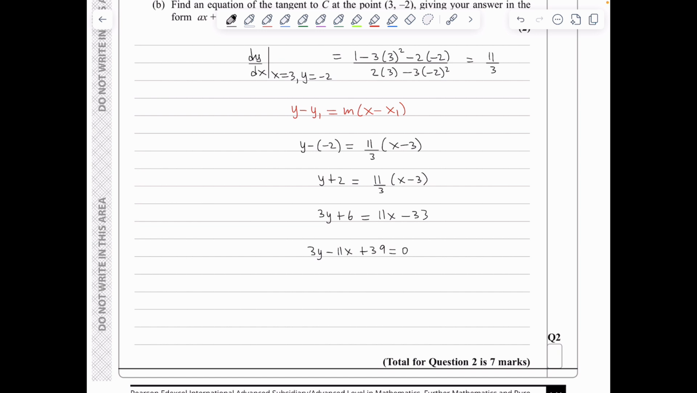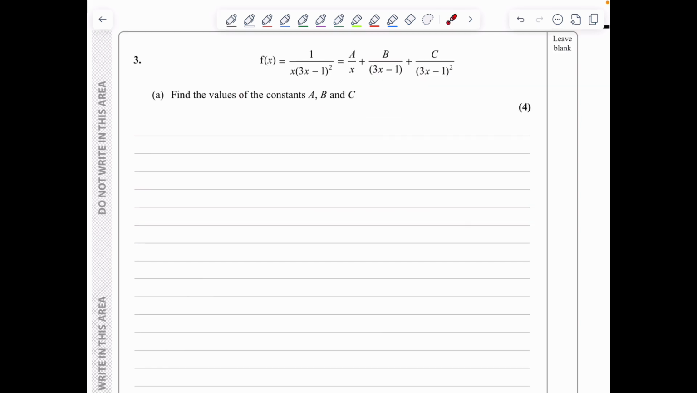In 3a, we've got f(x) here to be 1 over x(3x - 1) squared, decomposed into partial fractions as shown, and we need to determine the values of a, b, and c.